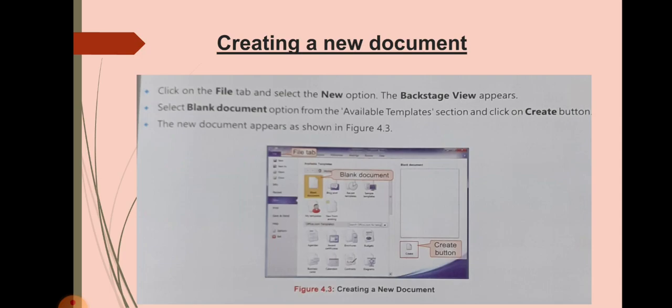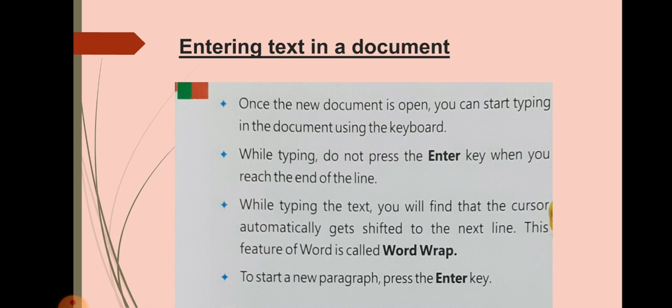Next topic is creating a document. Students, to create a document, we will click on the File tab and then we select New option. Then we select blank document option from the available templates section and we click on create button, and then the new document will appear. Our next topic is entering text in a document.